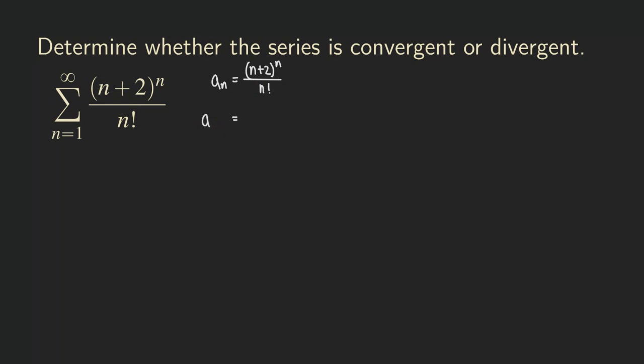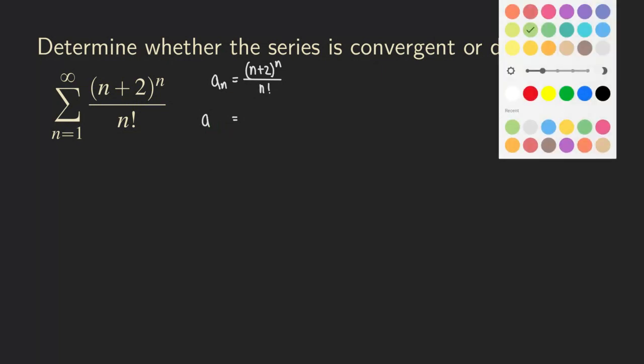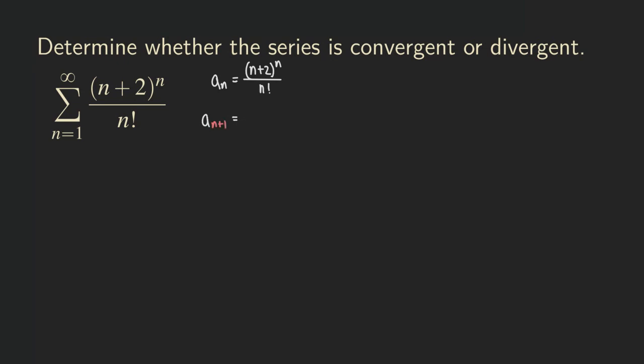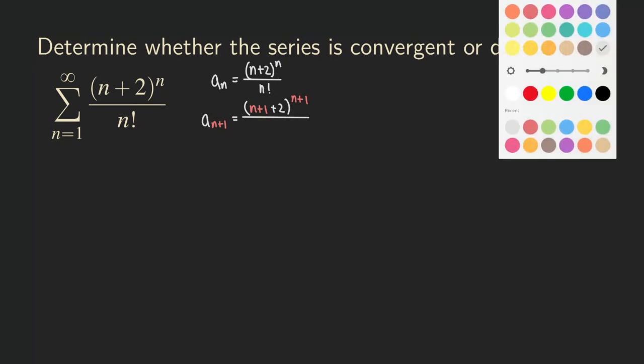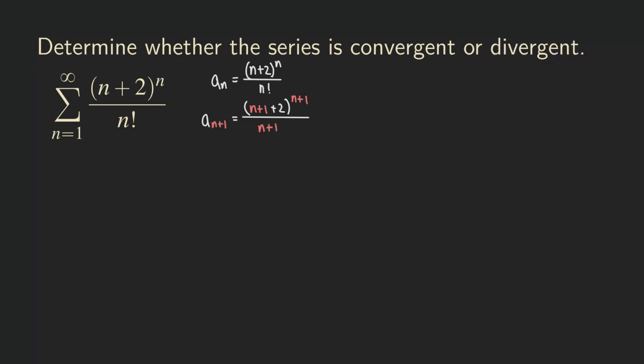Let me highlight that here, using a different color to make it more obvious. So we have n plus 1 right here. And what happens is that we are going to get n plus 1 and then plus 2, to the n plus 1 power, and then all over n plus 1 factorial.